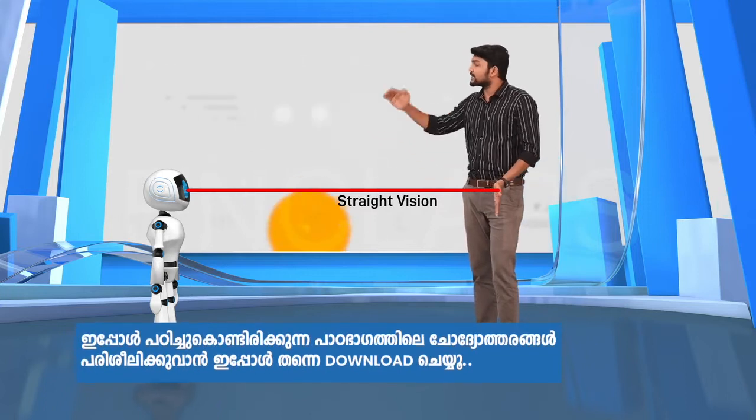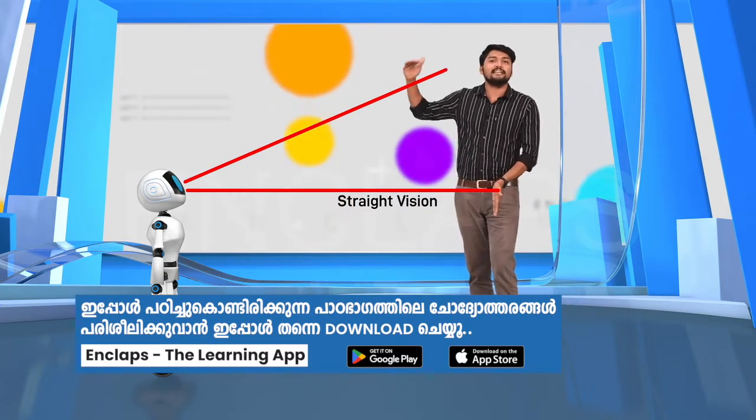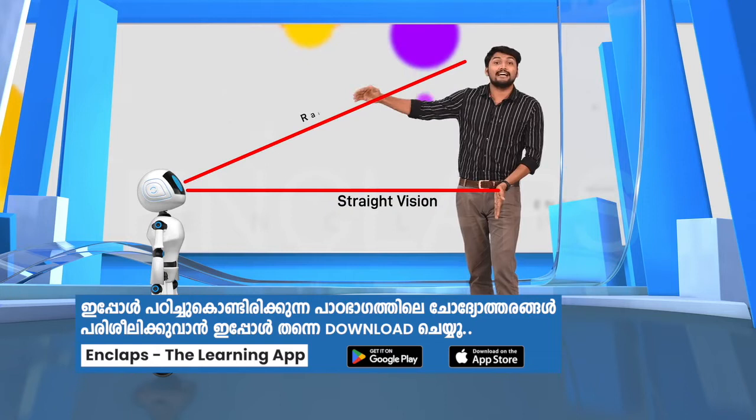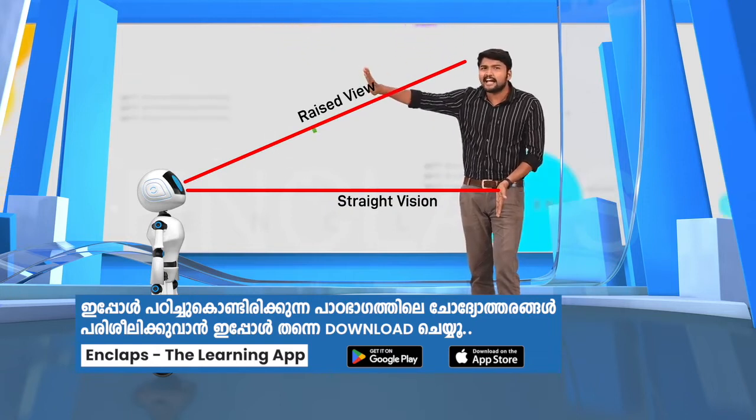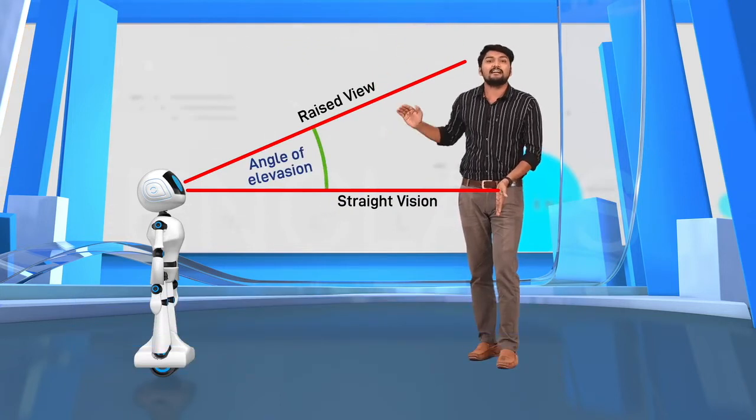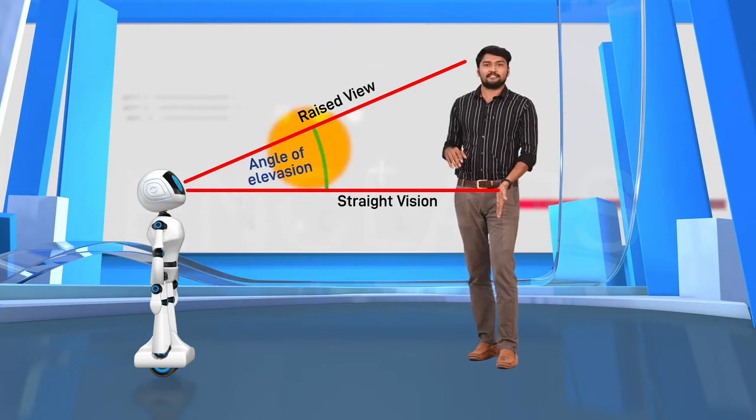Clappy, now look at my head. You can see a line here. This line shows his raised view. You can find an angle made here. This angle is called angle of elevation.